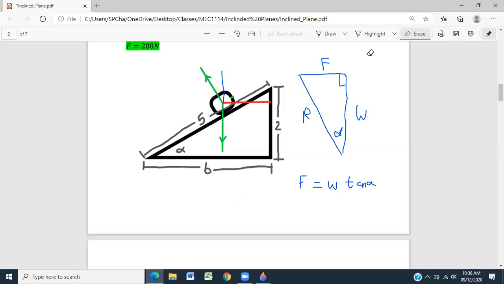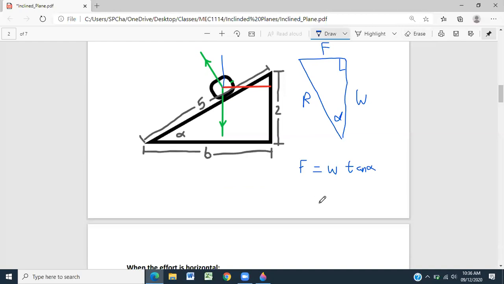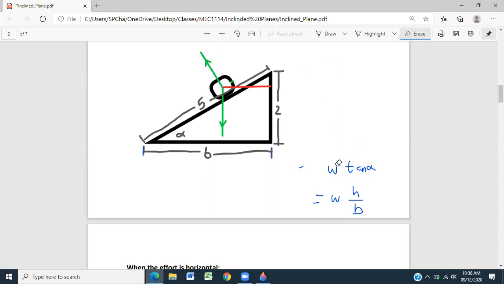Good. And just like the previous question, we can substitute tan for two things. W, here is the height, over the base, whatever the length of this base is, okay? And that's tan alpha. So tan alpha is the height over the base. That's what we have here. So using that formula, we can solve this question.